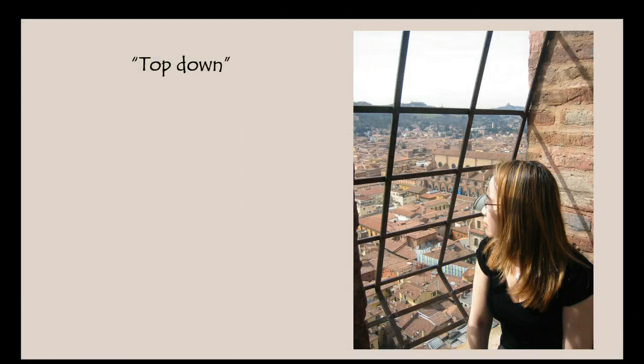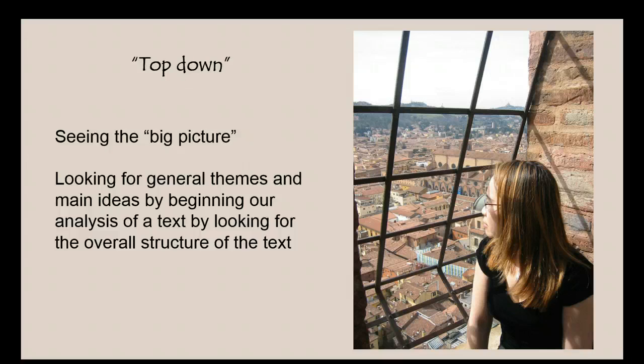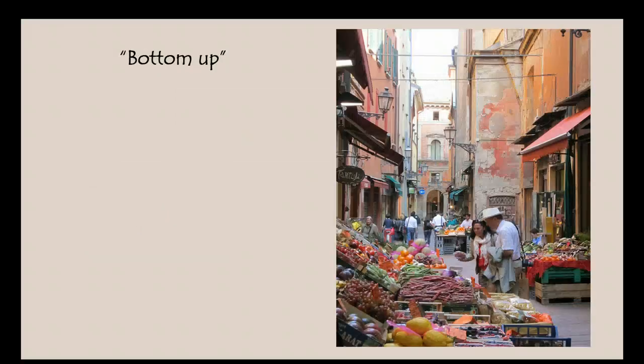Top down, we talked about that. It's one way to process text. You look out over the top, you try to figure out what's the big idea. Seeing the big picture, looking for general themes and main ideas by beginning our analysis of a text by looking for the overall structure of the text visually, but bottom up is starting down at the bottom, down in the streets, looking at all the little details.